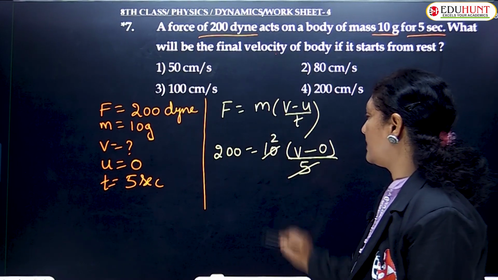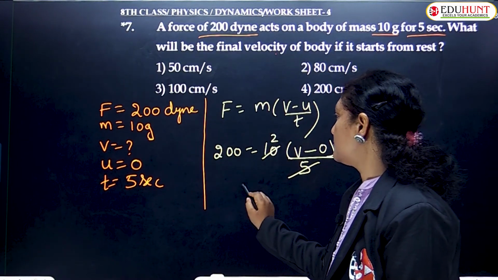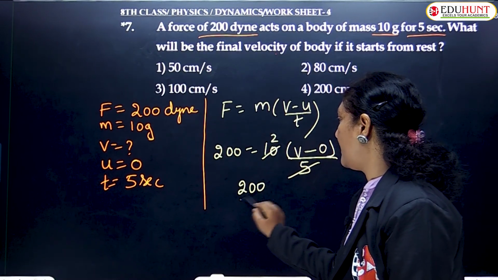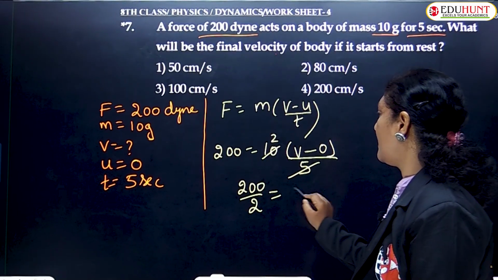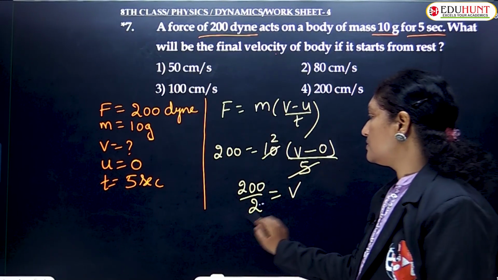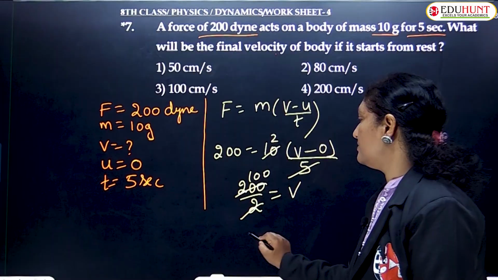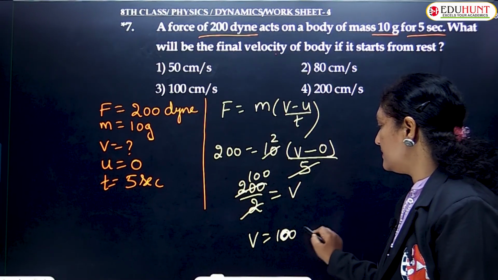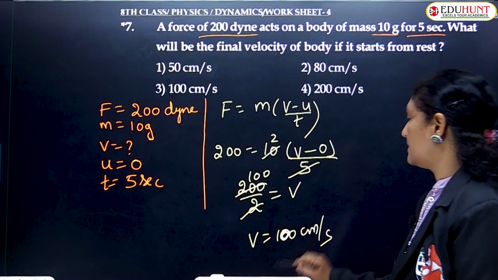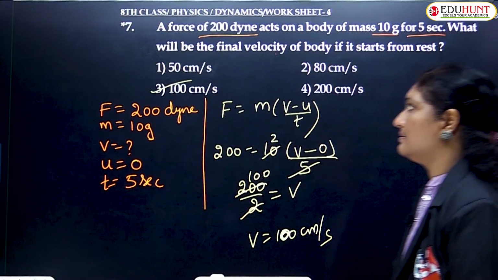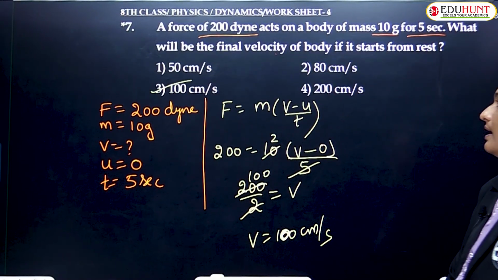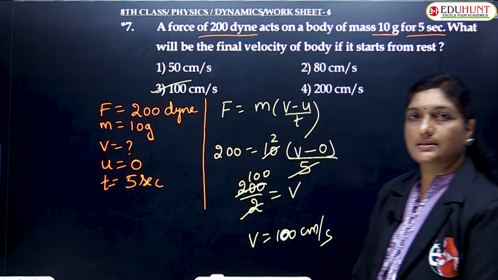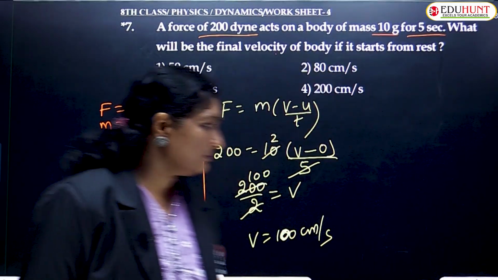5 goes 2 times. Okay, so bring this to the other side. 200 by 2 equals V minus 0, that is V. So 2 goes 100 times. Therefore the value of V is 100. In the CGS system, it is centimeter per second. So option number 3. Seventh one, third option, 100 centimeter per second. Okay, children. Next question.